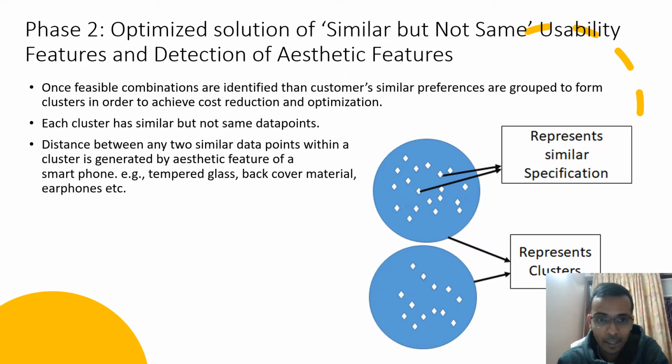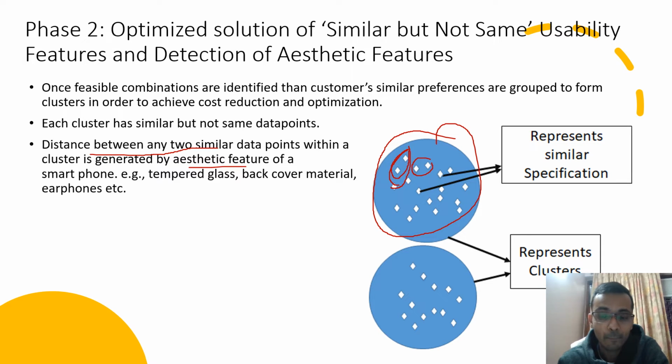optimization. Now, what we see here in the figure are the clusters that we have, and they are the data points. Data points here refer to the users. If we see the distances between the data points, they can be similar or not similar, and within one specific cluster they represent a similar specification. The distance between any two similar data points within a cluster is generated by an aesthetic feature. What differentiates the data points is the aesthetic features.